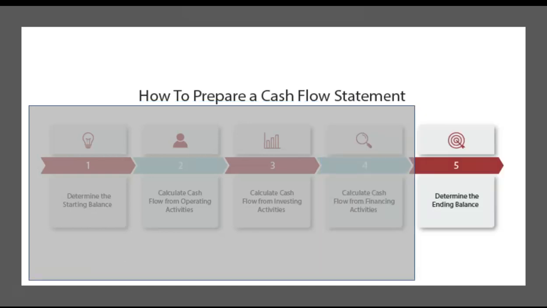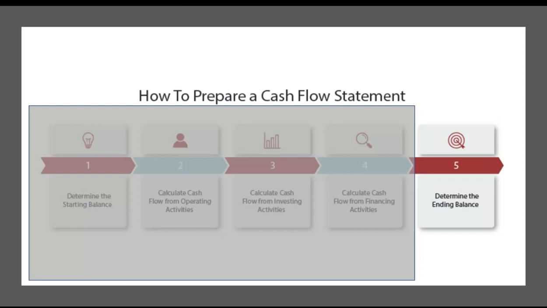Fifth, determine the ending balance. Once cash flows generated from the 3 main types of business activities are accounted for, you can determine the ending balance of cash and cash equivalents at the close of the reporting period.